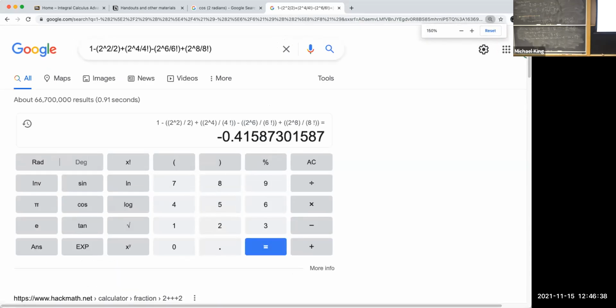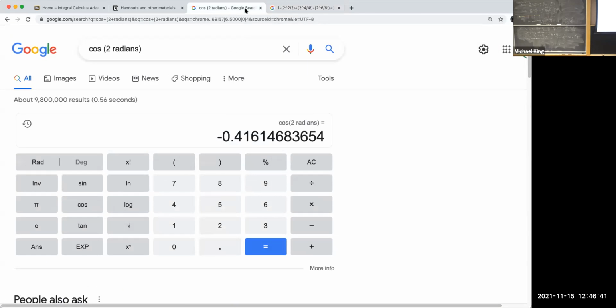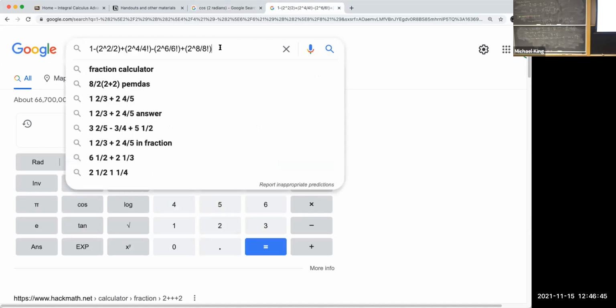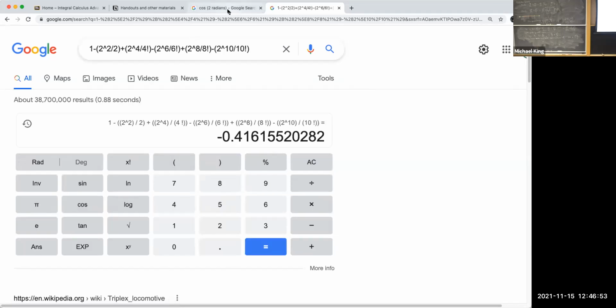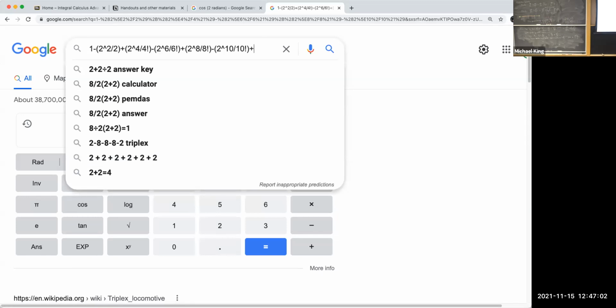Sorry. You know what? I really should blow this all up. Ooh, that's getting good. Right? I'm just adding more and more terms. Minus 2 to the 10th over 10 factorial. Look at that. It's like 4-digit accuracy. Right? And this is not hard for a computer to do.